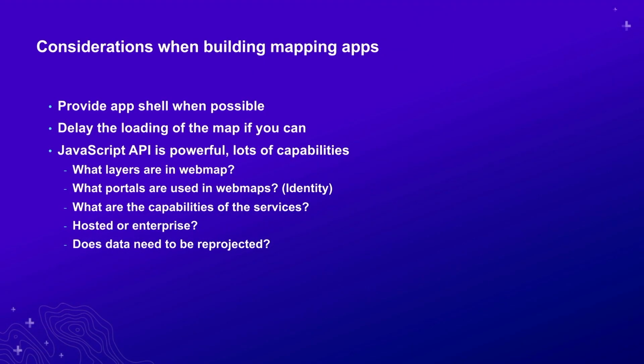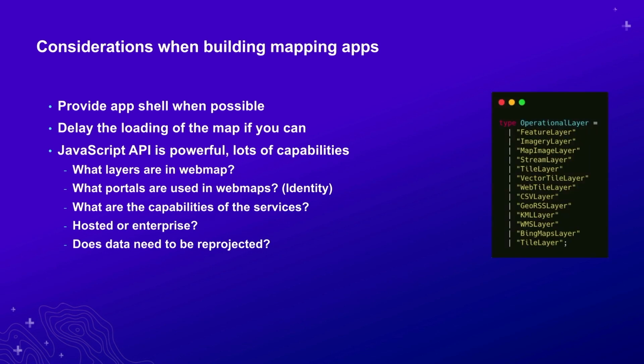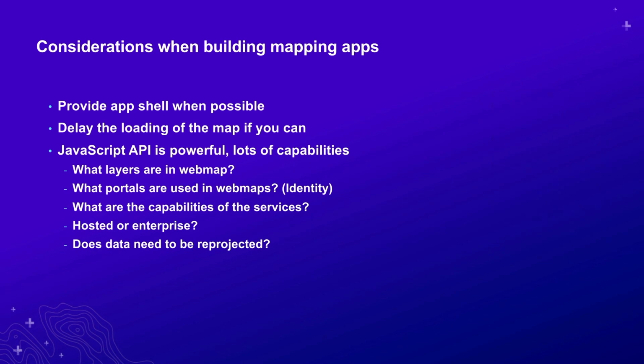All right, so how do you work with progressive web apps with a JavaScript API? There are some considerations you have to have in general when you're building mapping applications, right? You want to provide an app shell when possible. You want to delay the loading of the map if you can, right? And this is basically if you can get away with showing something other than the map up front, then go ahead and do it.